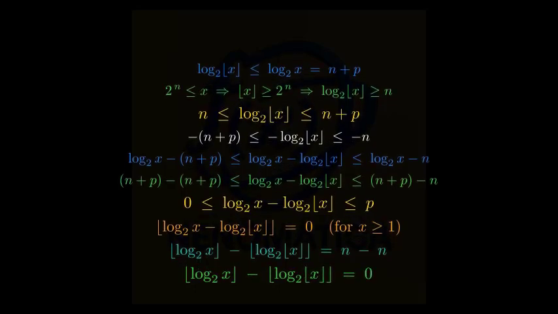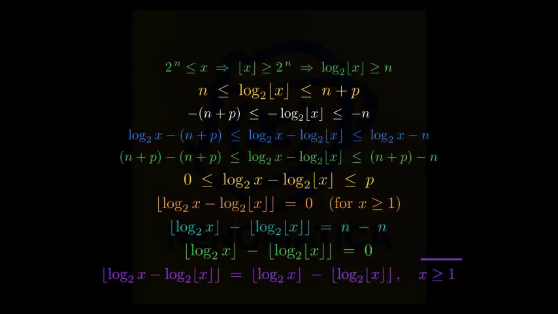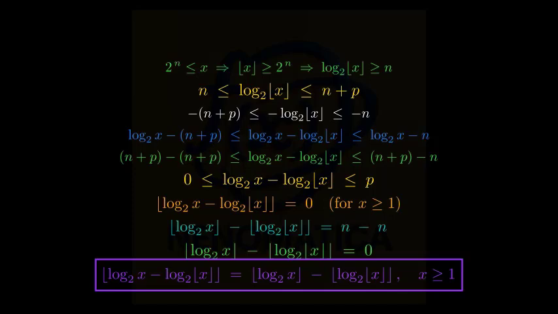Therefore, both sides equal 0 for all x greater than or equal to 1, while for x less than 1 the expression on the left is not defined. Hence, the identity holds on the natural domain x at least 1.